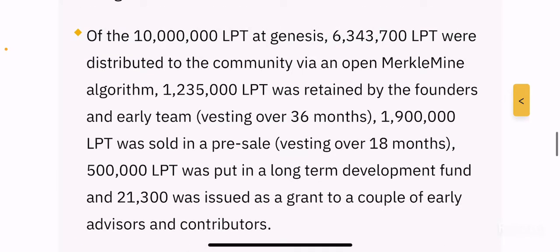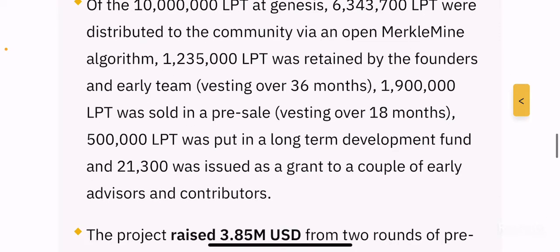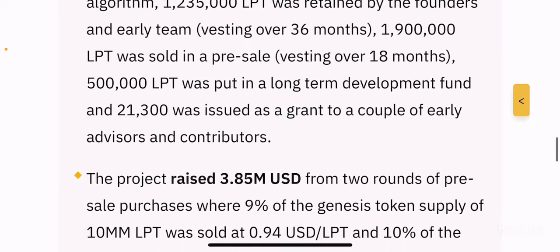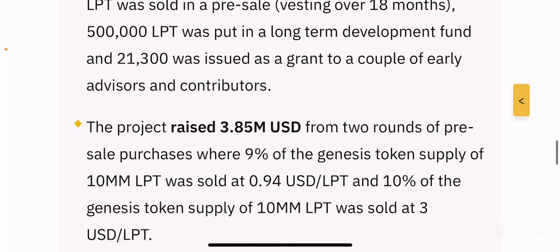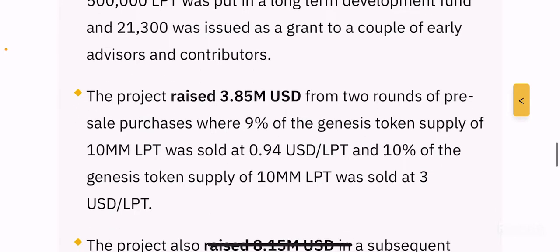Again, this basically talks about how the LPT tokens, right from Genesis, were allocated to the different groups and different teams, right? It also talks about the pre-sale of 1.9 million, which was basically sold, and all of these have a decent vesting schedule, which is very good to know. And you can also see that a small portion of the funding was allocated as grants for people who wanted to participate in the ecosystem very early, right?